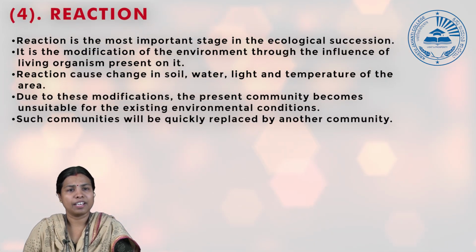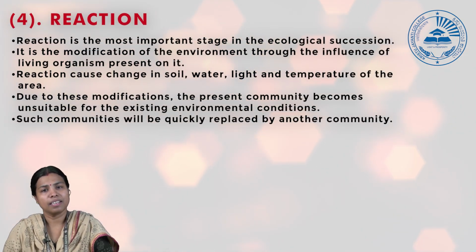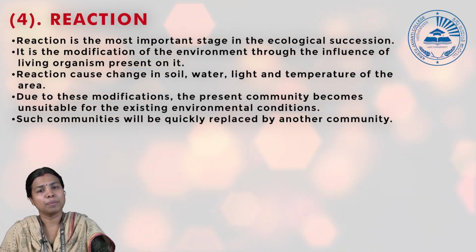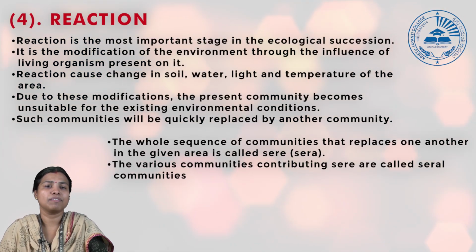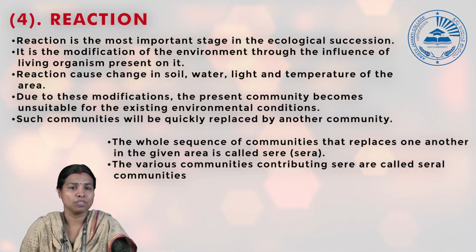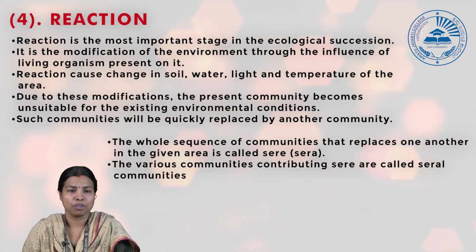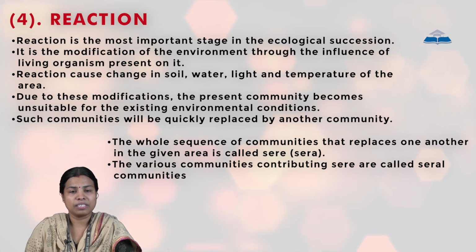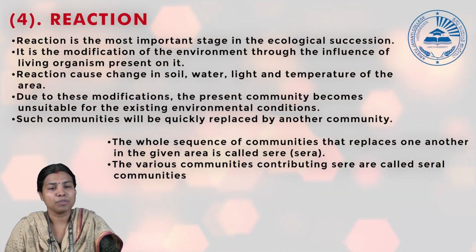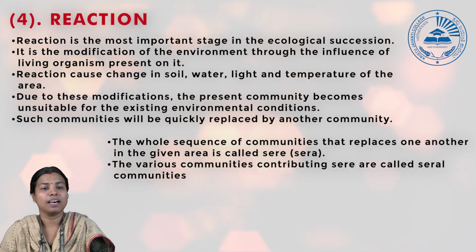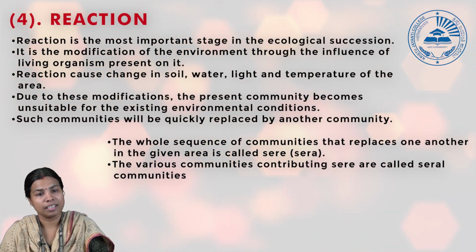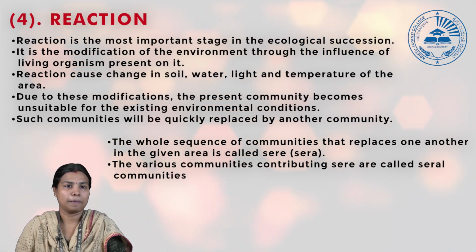Then the fourth one, reaction, is the most important stage in the ecological succession. Modification of the environment, both biotic and abiotic components, through the influence of living organisms present on it. So a reaction happens in the change in soil, water, light and temperature of the area. The various communities are called seral communities. Such communities will be quickly replaced by other communities. The whole sequence of communities that replace one another in a given area, we call it a sere.